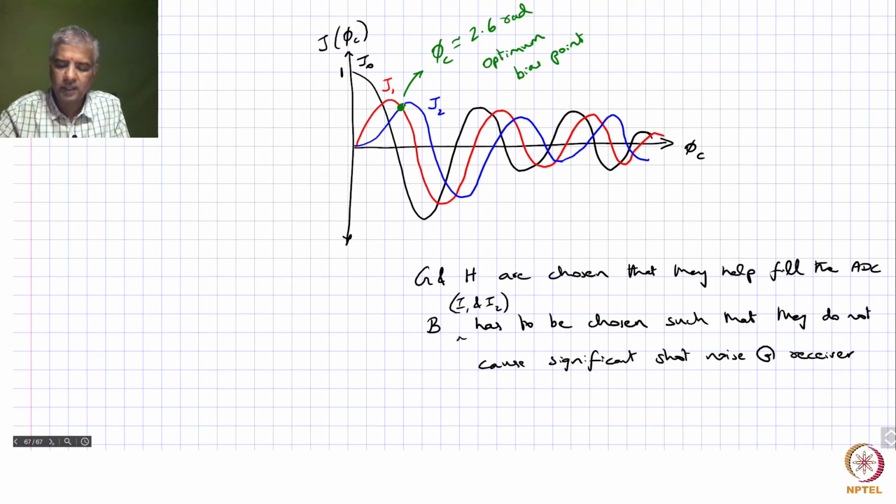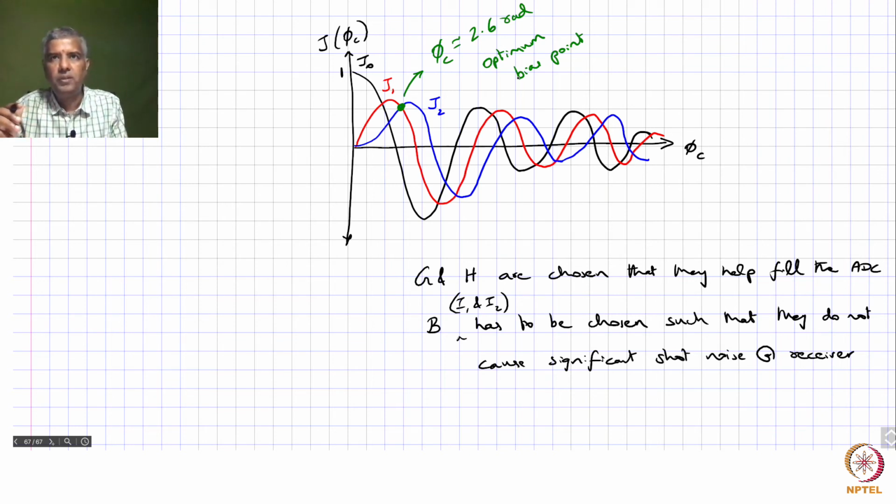So you can conveniently choose this crossover point, so that it will be your optimum bias point, so that any small fluctuations in phi c should not change the overall phi value that you are trying to pick up. And then it comes to optimizing the value of G and H. How do you optimize the value of G and H?